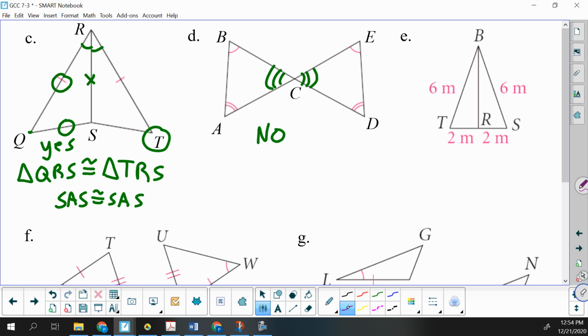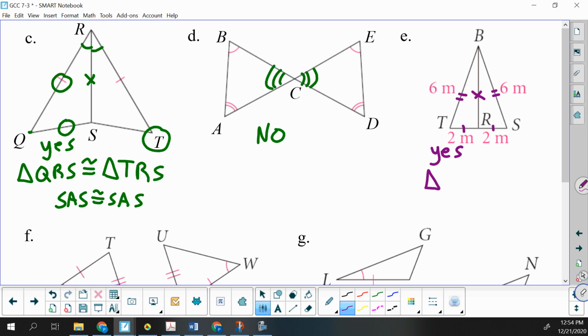We have two sets of things that are the same. We have ones that are 2, we have ones that are 6. But we need to see if we can get a third thing. They are sharing a side, so this does have reflexive property, so we can put our X on there. So this one would be a yes, because we now have three sets of sides congruent, so that's going to be side, side, side. Let's write our triangles first.